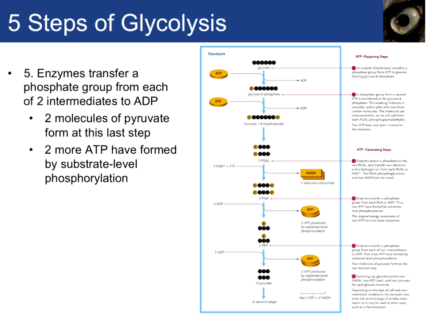Depending on the cell and the environmental conditions, one of the biggest things is whether or not oxygen is present. The pyruvate at this point either enter the second stage of aerobic respiration, which is in the mitochondria, or it can be used in other ways, such as in fermentation.